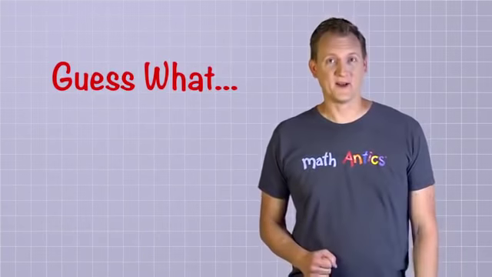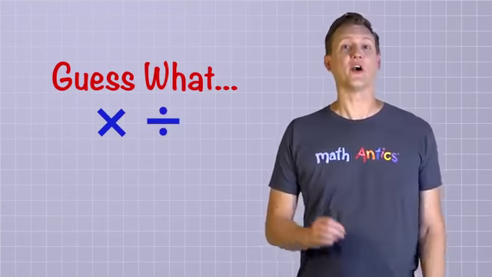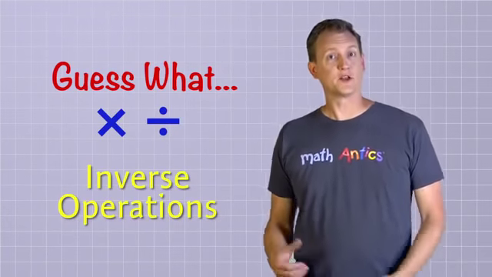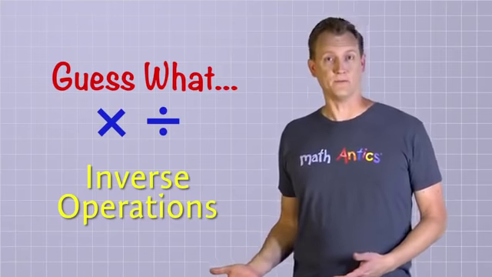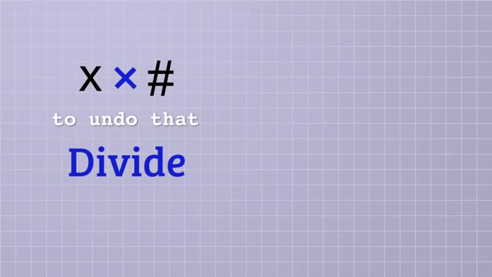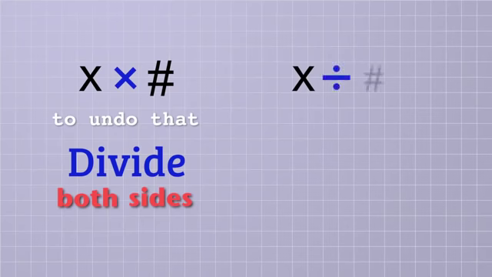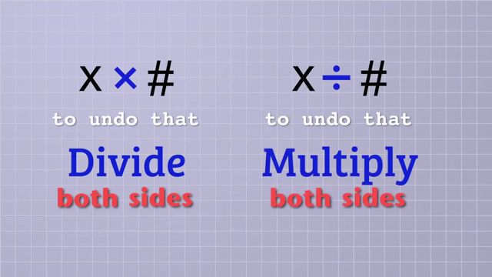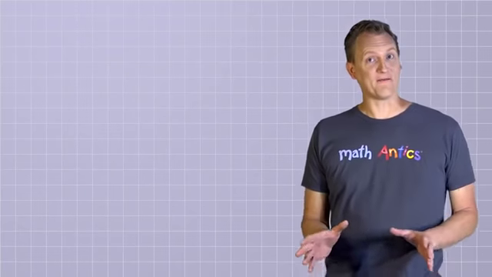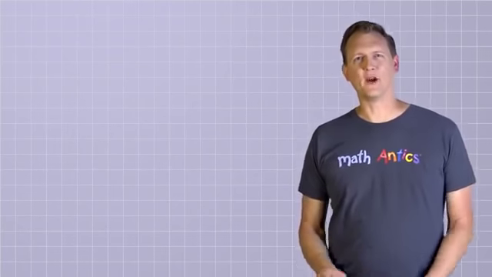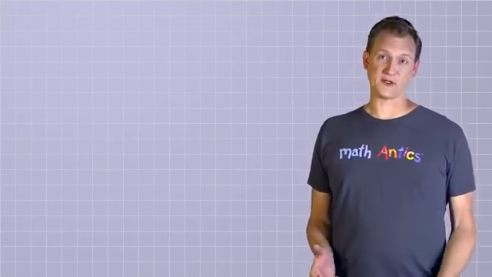Well, guess what? Multiplication and division are also inverse operations, so we can use them to undo each other too. If an unknown is being multiplied by a number, to undo that, we need to divide both sides by that number. But if an unknown is being divided by a number, to undo that, we need to multiply both sides by that number. Now, don't worry if that sounds a little confusing right now. It'll make a lot more sense after you've seen a few examples.